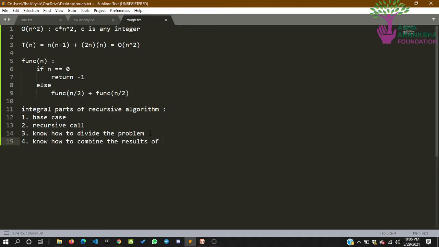of the recursive calls. That is, if you are doing the recursion, then you should know how to combine both of the results. Suppose this function was originally returning an integer. This is returning -1. Then whatever value is being returned, you just have to add this value. Suppose in this example we are adding the values, so we know how we are handling the results given by the recursive calls. And these are some basic things that you should know for recursion.